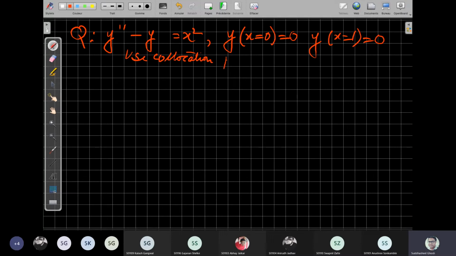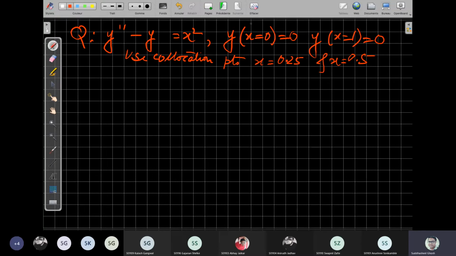So you use the collocation points at x equal to 0.25 and x equal to 0.5. So you use these collocation points and we'll solve it. So all of you solve it on your own, I will also solve it. So let us see what happens. Solve it. So you know what to do, no?